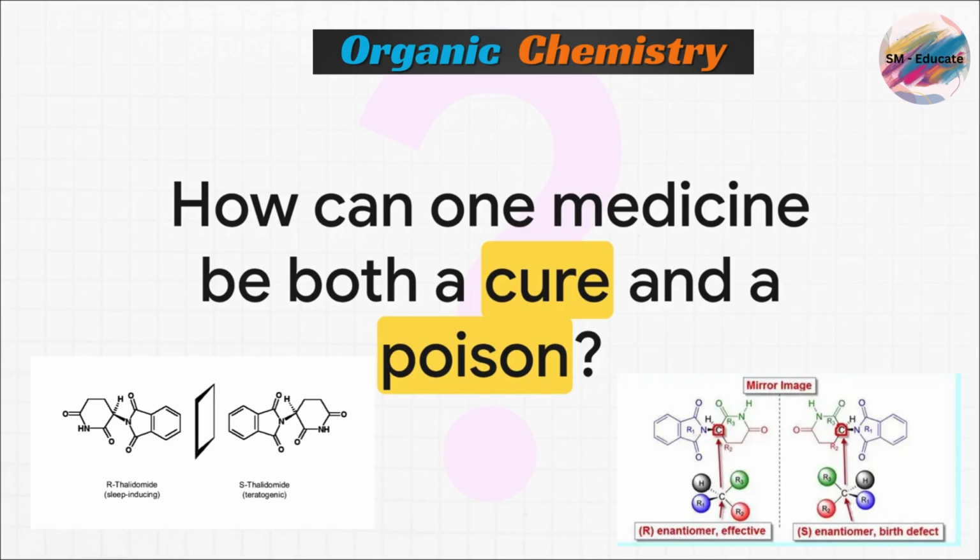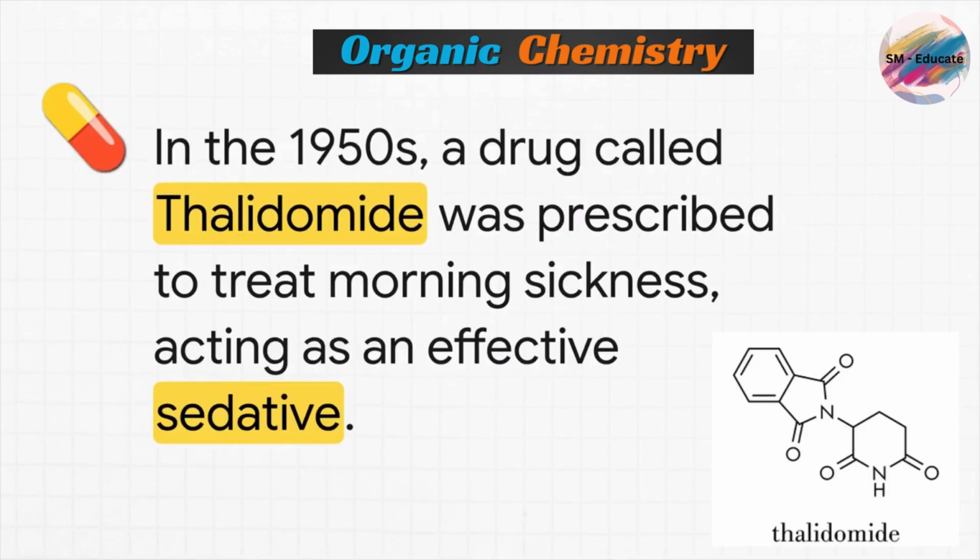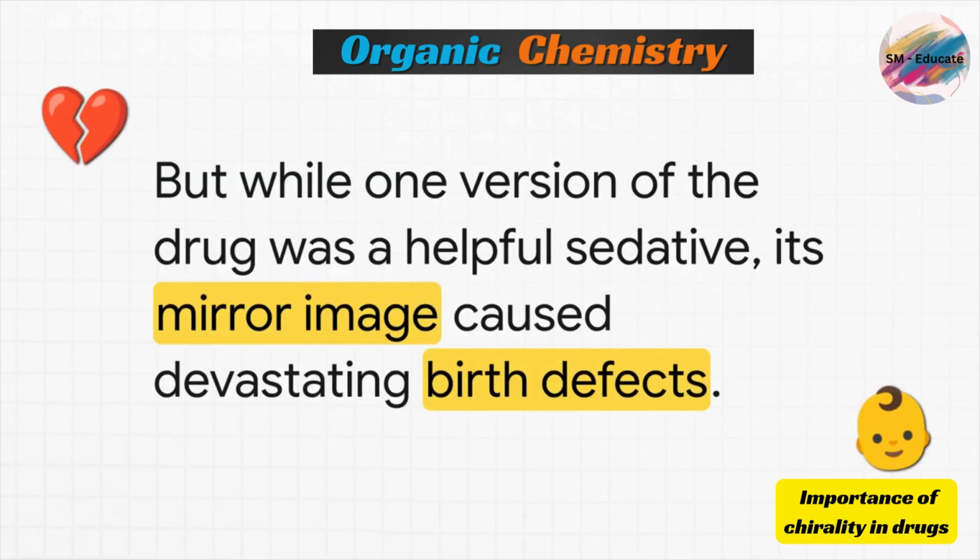Well, to figure this out, we've got to go back a bit. So, back in the 1950s, a drug called thalidomide hit the market, and people thought it was a miracle. It was this safe, super effective sedative, and it was especially helpful for pregnant women dealing with morning sickness. Honestly, it seemed like the perfect fix. But, and this is a huge but, there was this hidden catastrophic problem. See, the drug they were selling wasn't just one molecule. It was a mix. One version was that helpful sedative, but its perfect mirror image caused devastating birth defects. And that, right there, is the core of our mystery.